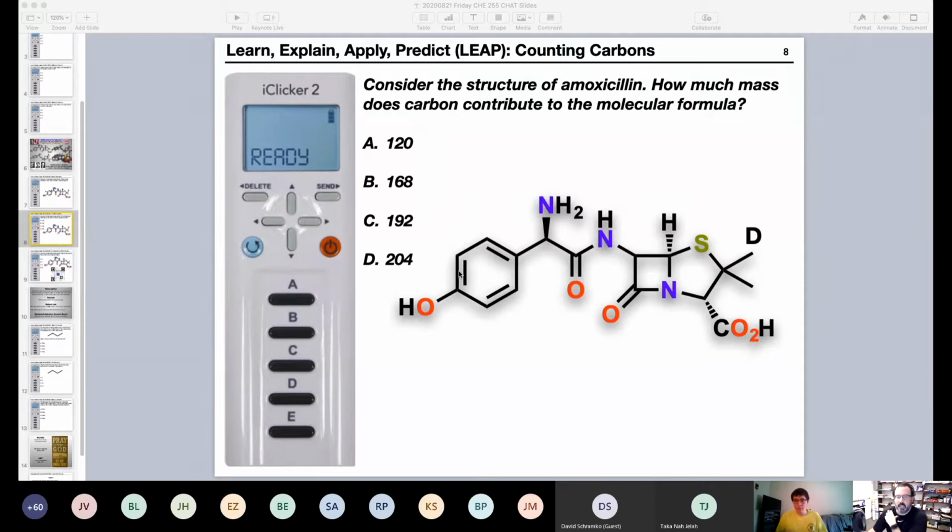We need to understand that we're representing bonds as lines. And where 2 of those lines meet at a vertex, this is considered to be a carbon. That's the convention that we use in chemistry. So we have 1, 2, 3, 4, 5, 6, 7, 8, 9, 10, 11, 12, 13, 14, 15, 16. So 16 times 12 gets us 192.